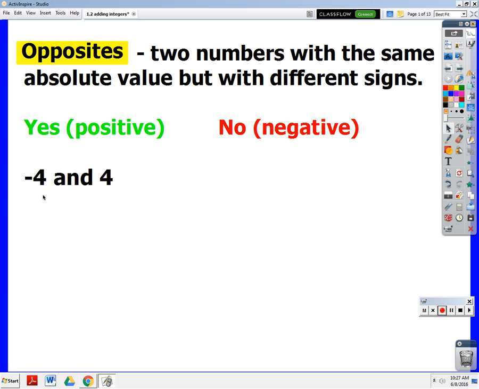-4 and +4, they are opposites. One is a positive answer, one is a negative answer. So another set of opposites would be 10 and -10, or 15 and -15.